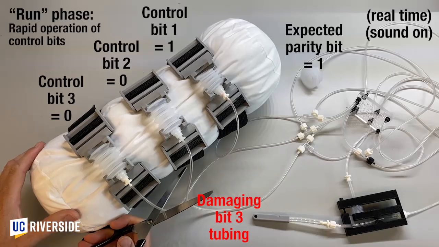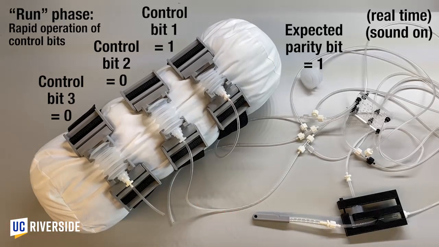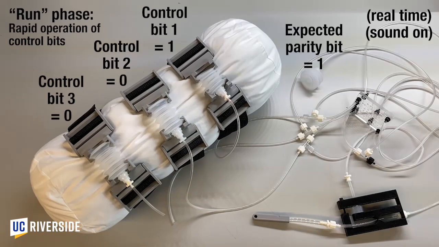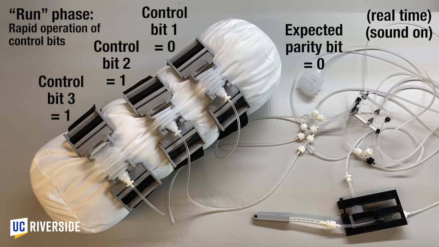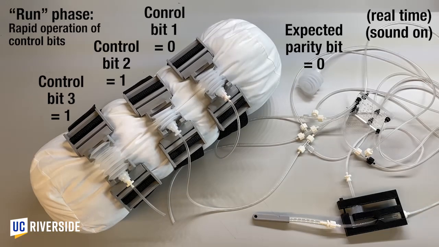Now, we use a pair of scissors to cut the pneumatic tubing that supplies control bit 3. This simulates the kind of damage to the device that would render it inoperable and require the attention of the user. This error goes undetected while in the run phase, but it will be detected in the next check phase.